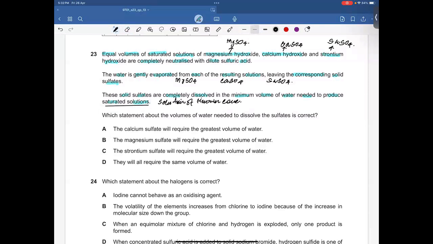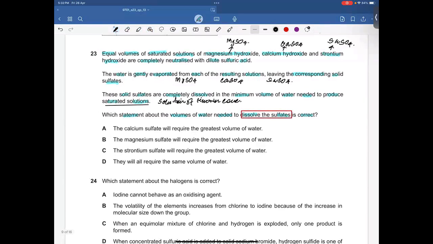Which statement about the volume of water needed to dissolve sulfate is correct? Now the main thing is we need to dissolve the sulfates. So I have given you some sort of explanation regarding the solubilities of group 2 sulfates.